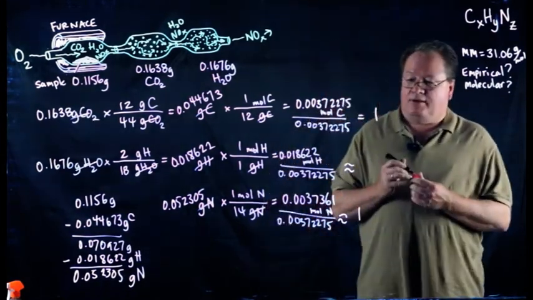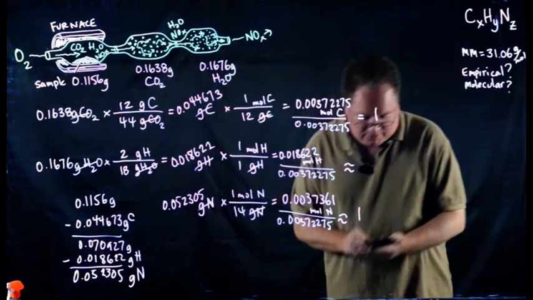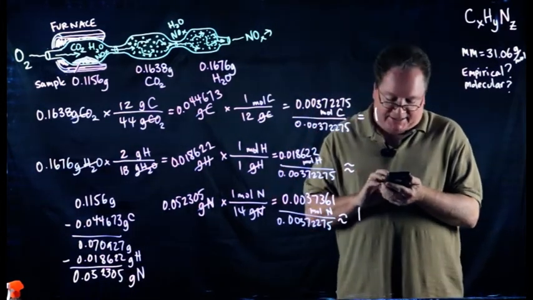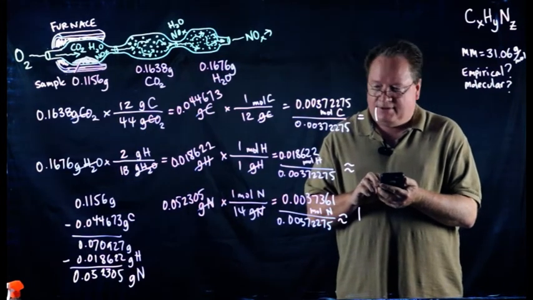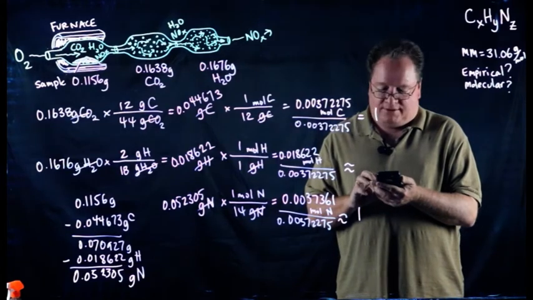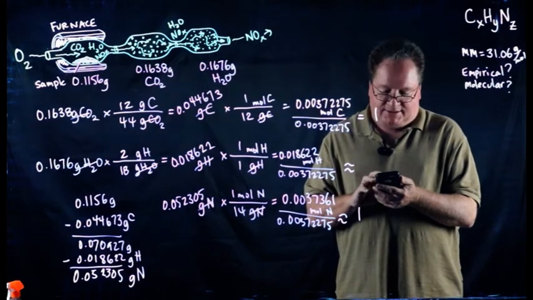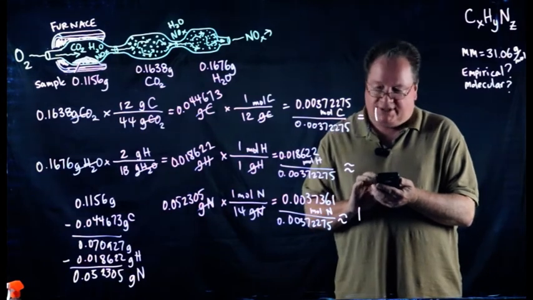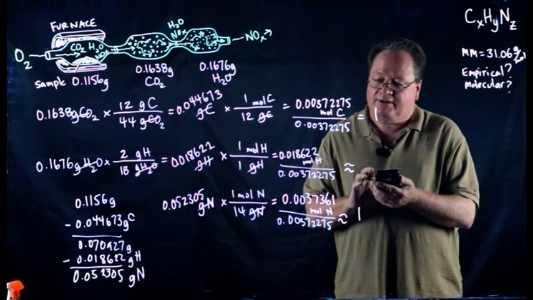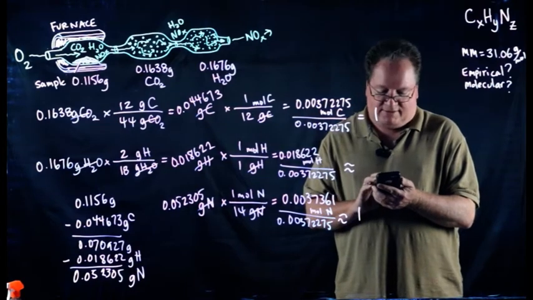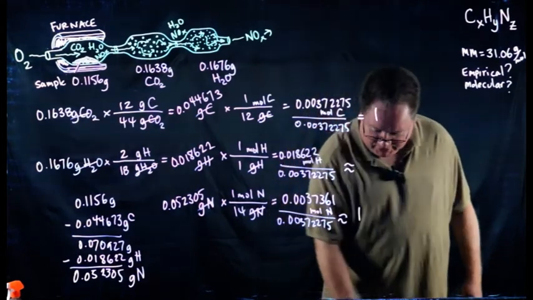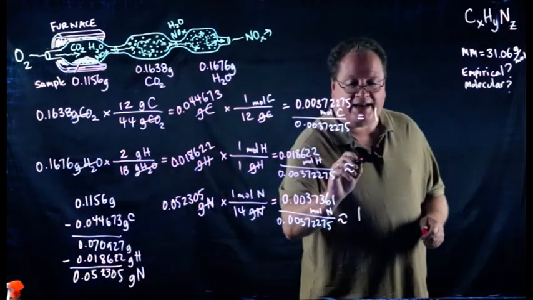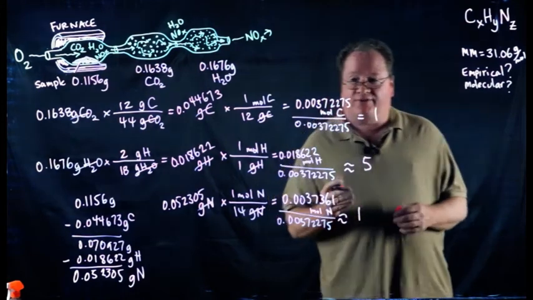All right? This one, we're almost there, I promise. Like I said, this is the mother of all empirical formula questions. 0.18622 divided by 0.00372275. And I get 5.0022. So that is close enough, most definitely, to round to 5.